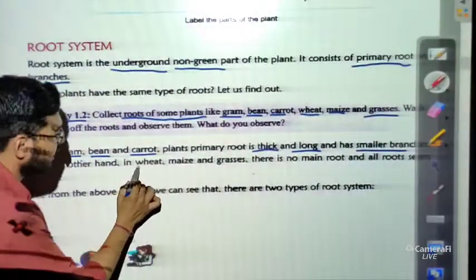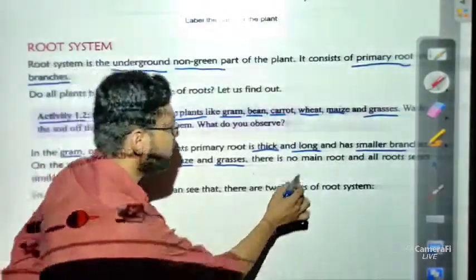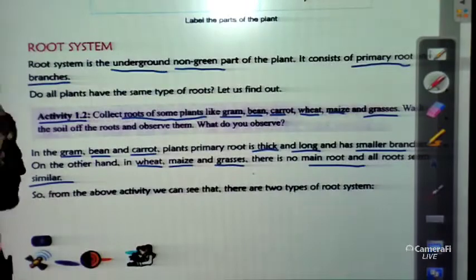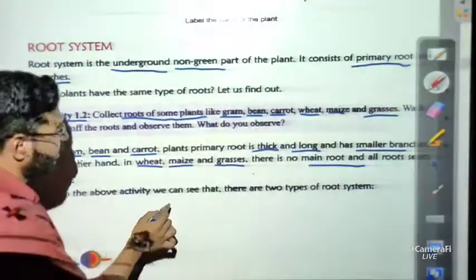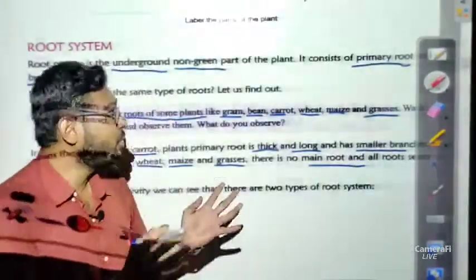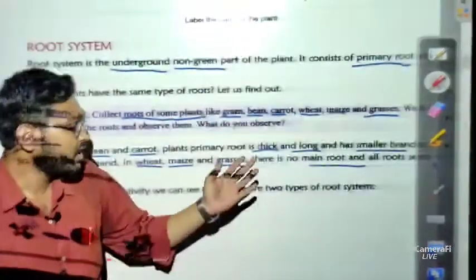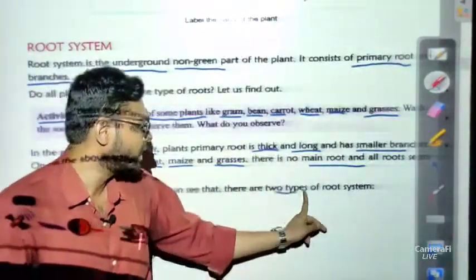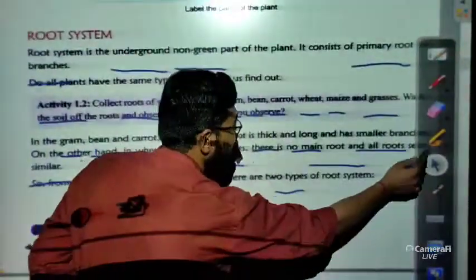On the other hand, in wheat, maize and grasses, there is no main root, and all roots seem similar. So from the above activity we can see that there are two types of root system. Now the whole plant we can divide into two parts, root system and shoot system. Again we are going to divide our root system into two types. What are the two types of the root system? Let us discuss.